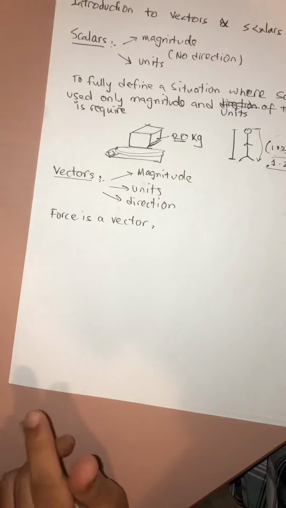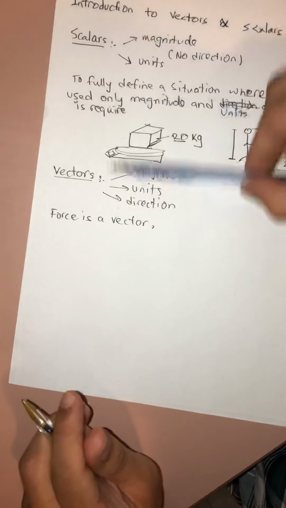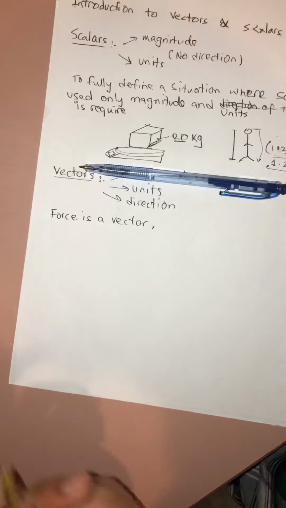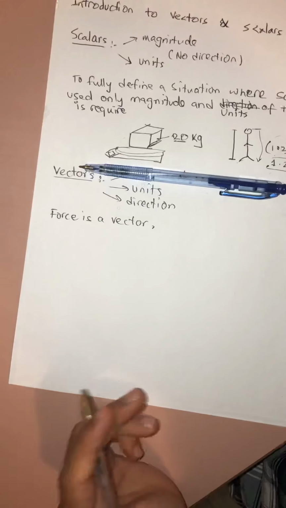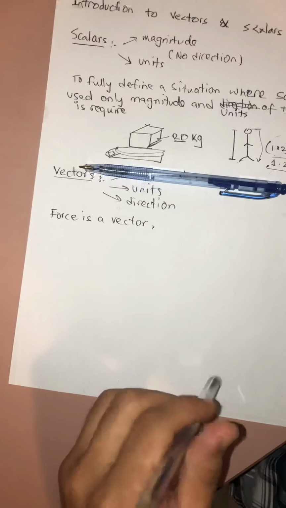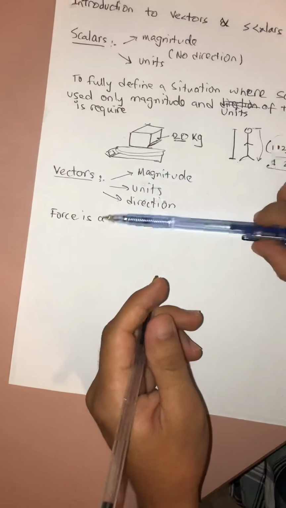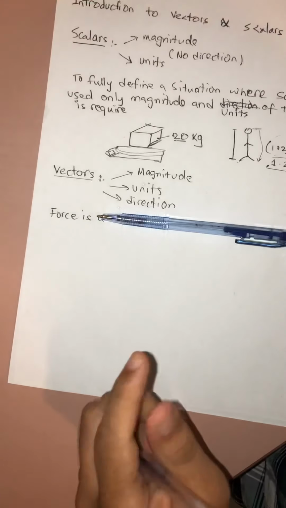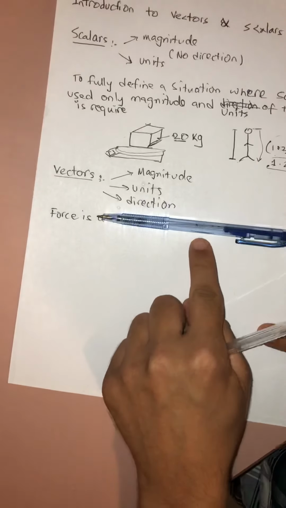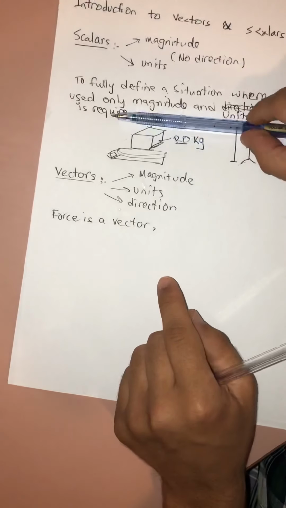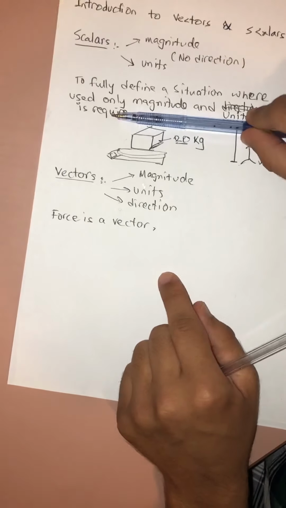Let's create a situation here. You have a pen here. Now the situation is I have to move the pen. I apply a force on this pen of, consider, 2 Newton force. I apply a force in this direction. The pen ends up here.